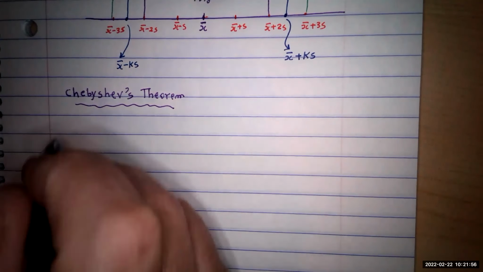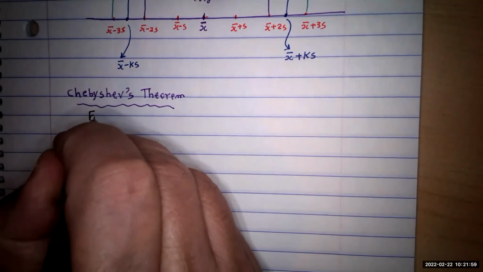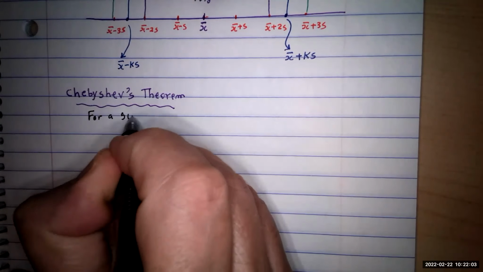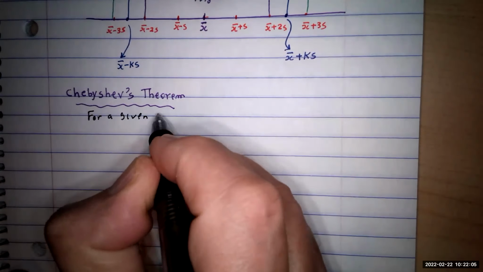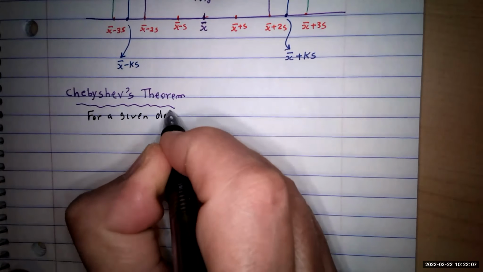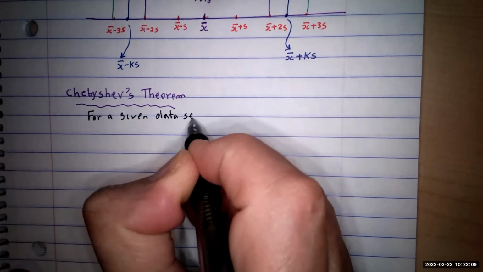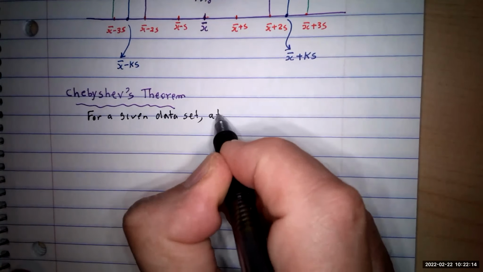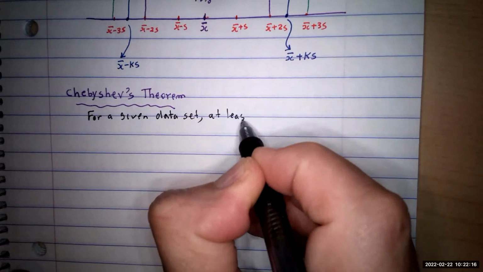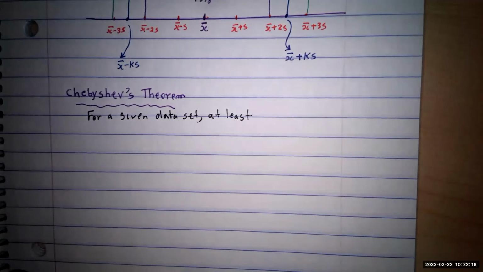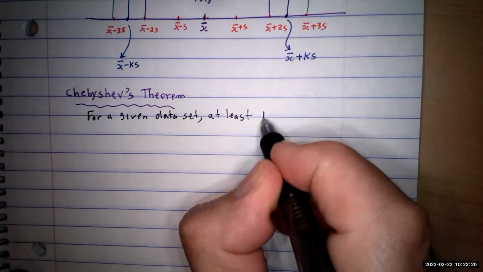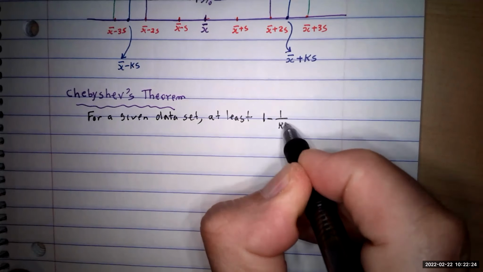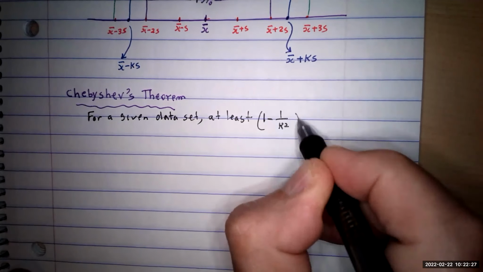So this is it in general, for any given data values, for a given data set, at least, the minimum. At least 1 minus. Make sure to write it down correctly. 1 over k squared percent.